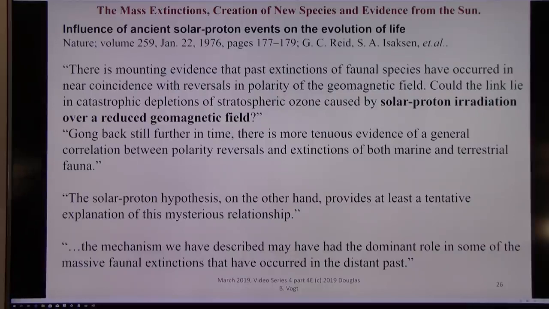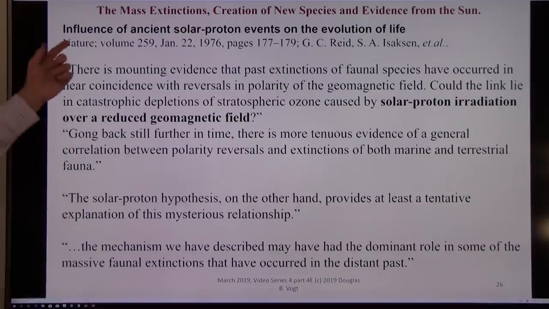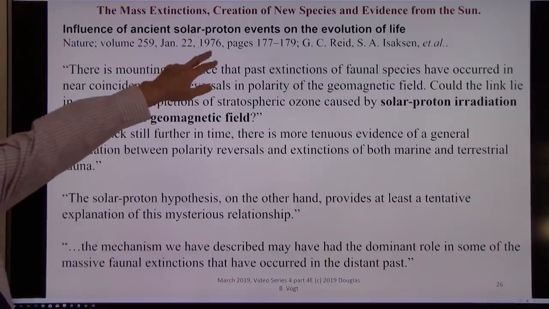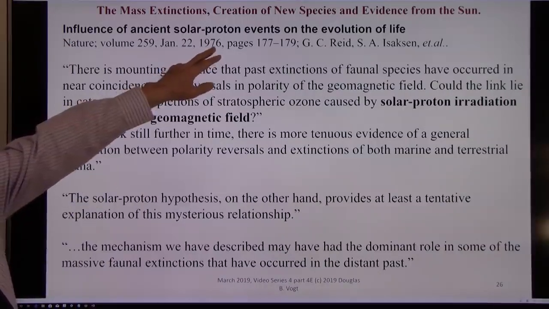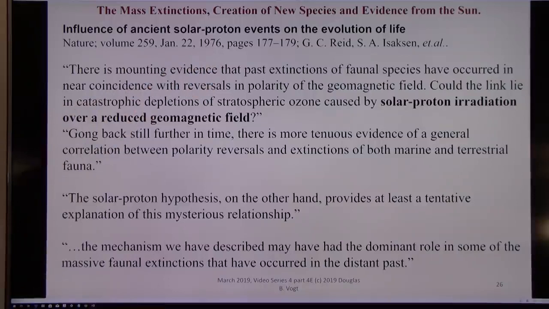Going back still further in time, there is more tenuous evidence of a glacial correlation between the polarity reversals and extinctions of both marine and terrestrial fauna. The solar proton, this is all from his one article. It's in Nature, 1976. Already, this stuff had come back from the moon. They analyzed it. They knew what was going on.